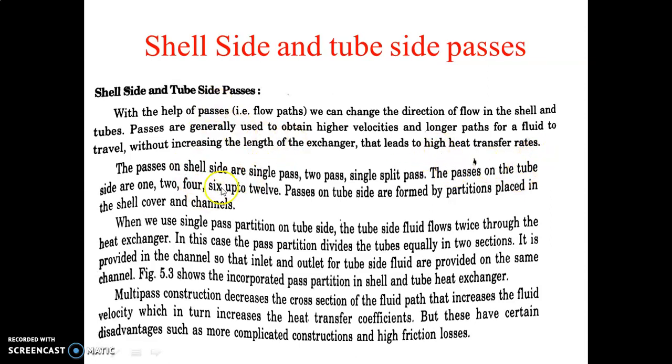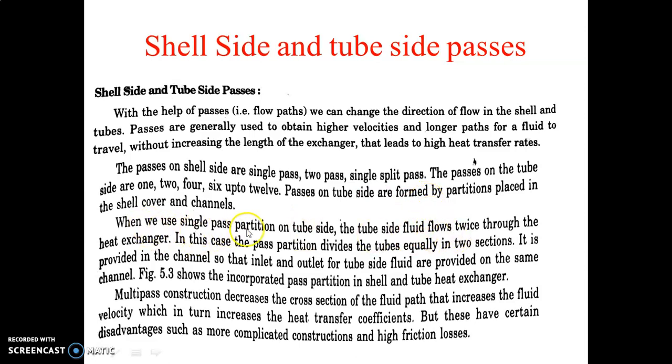So what are the different types of passes? On the shell side, these passes are provided: single pass, two pass, single split pass. And there are some passes provided on the tube side. So what are these? 1 pass, 2 pass, 4 pass, 6 up to 12. Generally the passes provided on the tube side are formed by a partition. The partition is placed in the shell cover and channel. I will show that figure.